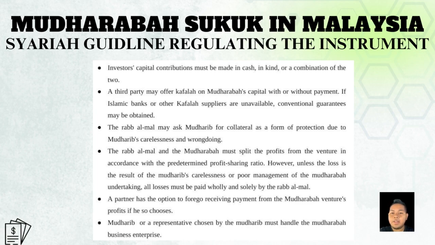The Rabb al-Mal and the mudarib must split the profit from the venture in accordance with the predetermined profit sharing ratio. However, unless the loss is the result of the mudarib's carelessness or poor management of the mudarabah undertaking, all losses must be borne wholly and solely by the Rabb al-Mal. A partner has the option to forgo receiving payment from the mudarabah venture's profit if he so chooses. The mudarib or a representative chosen by the mudarib must handle the mudarabah business enterprise.